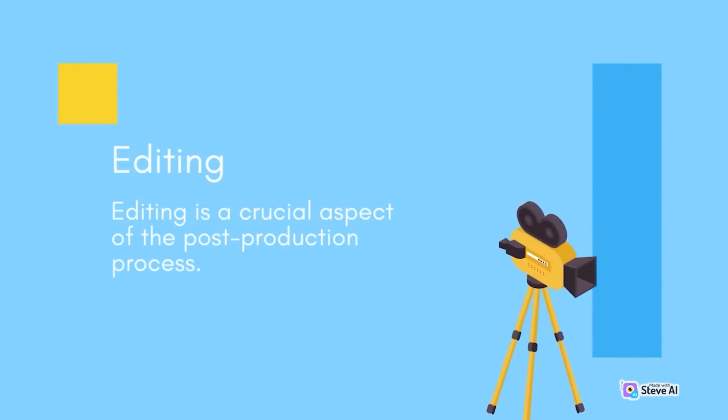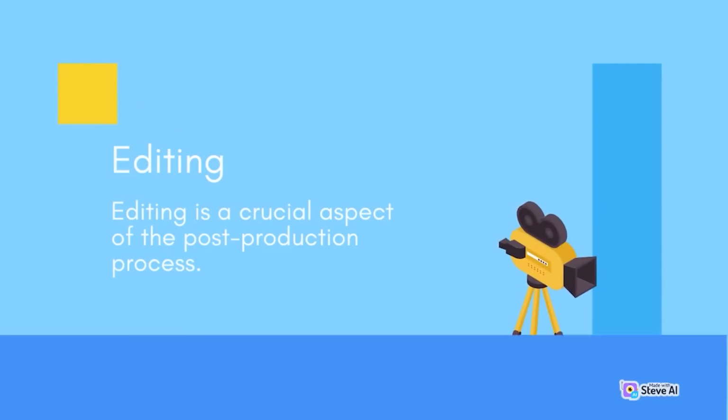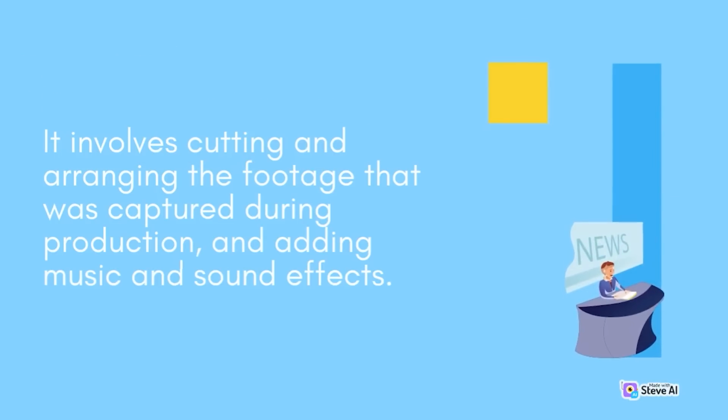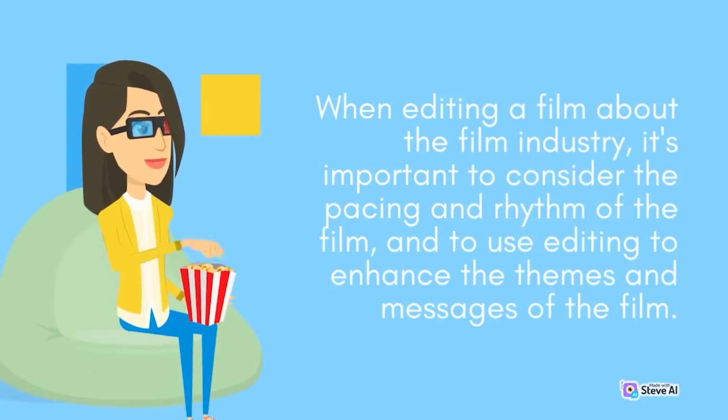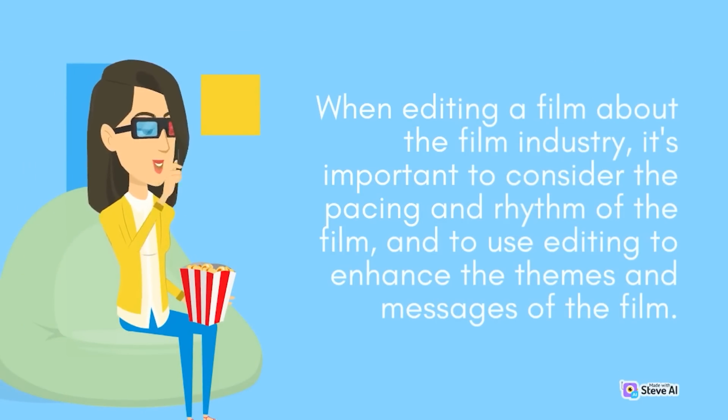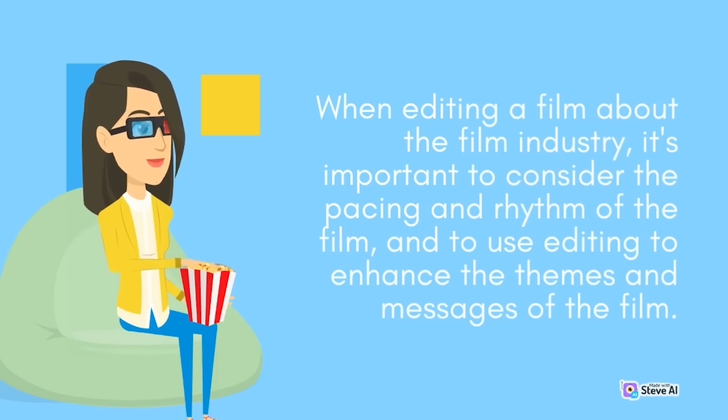Editing. Editing is a crucial aspect of the post-production process. It involves cutting and arranging the footage that was captured during production, and adding music and sound effects. When editing a film about the film industry, it's important to consider the pacing and rhythm of the film, and to use editing to enhance the themes and messages of the film.